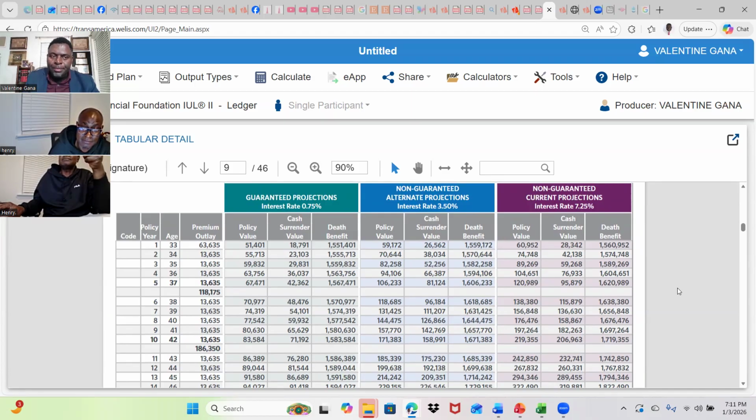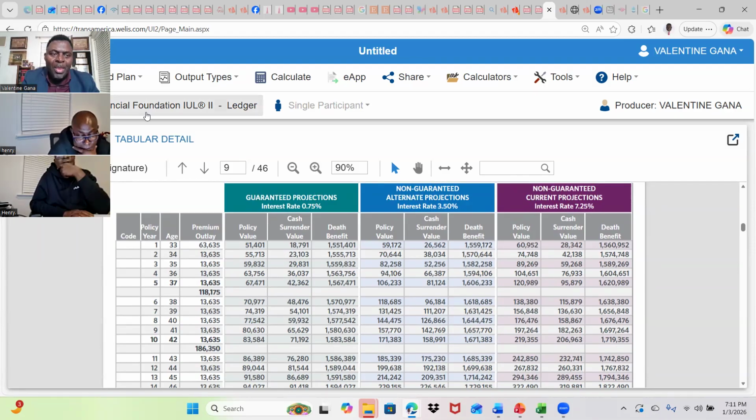Correct. But in year 1 this policy value is high because we added a $40,000 initial lump sum. The initial premium here wasn't just $13,000, it was $63,000. So we added like $50,000. That's why year 1 is high. Otherwise, it would have been less than the $60,000 here.